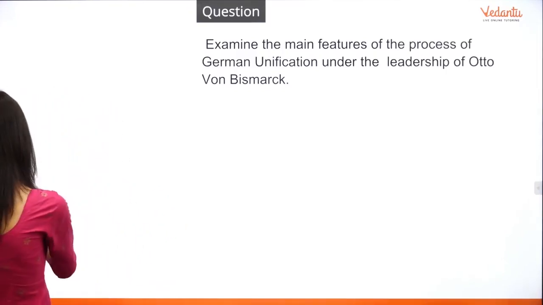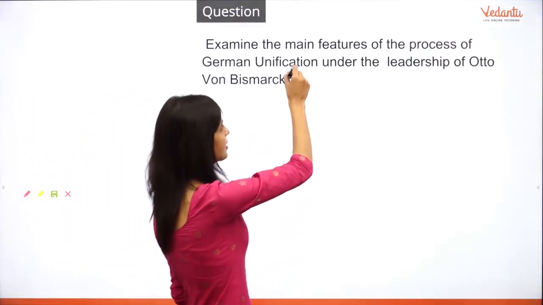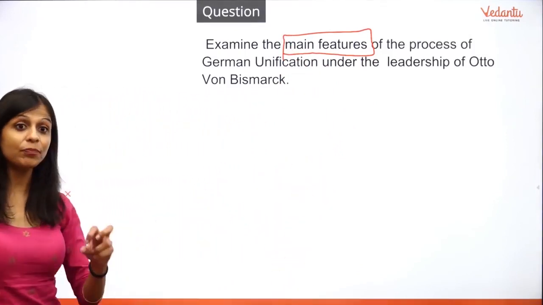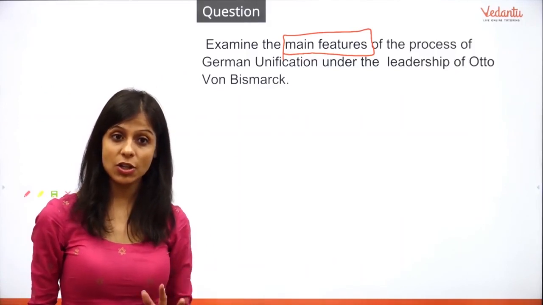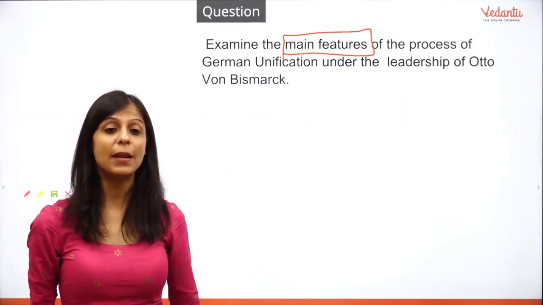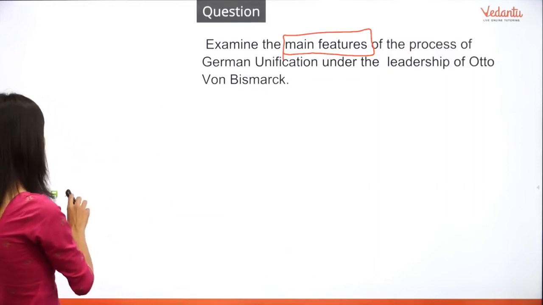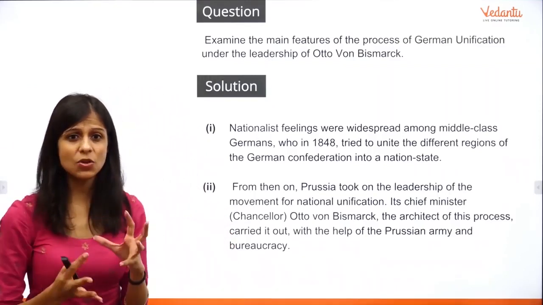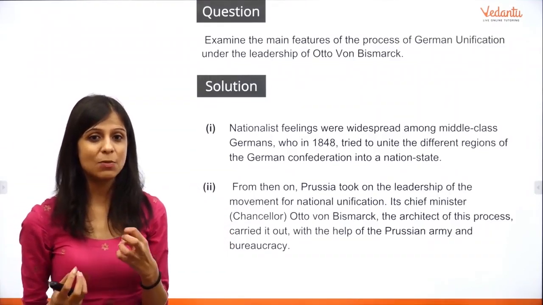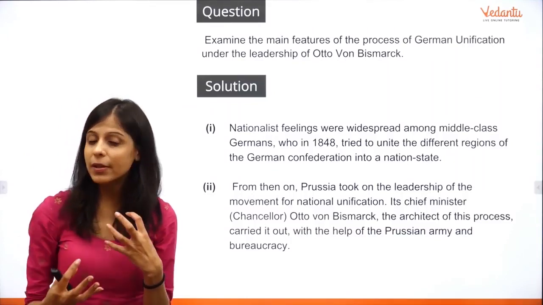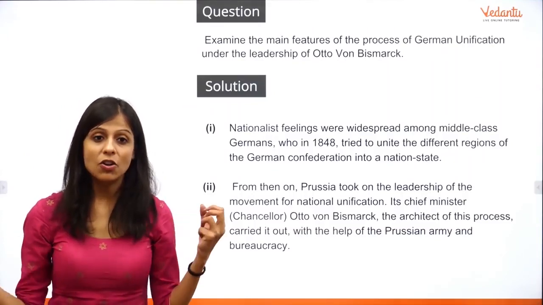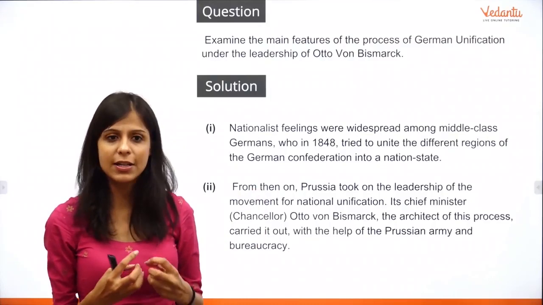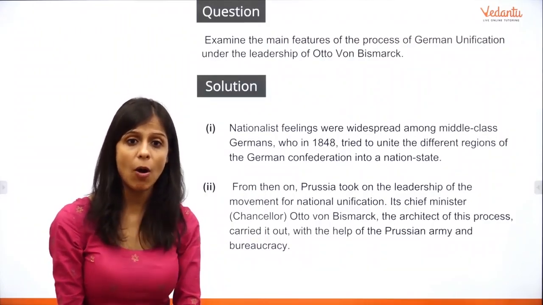So I'm going to talk and underline the content that they're looking for in this answer. It's the main features of the process of German unification. Not the complete story, but whatever events took place under the leadership of Otto von Bismarck. See, the entire story revolves around the widespread discontentment in Germany, like people from the middle class, they tried to unite themselves to form a German confederation to bring all the divided units together so that they can have a common union.